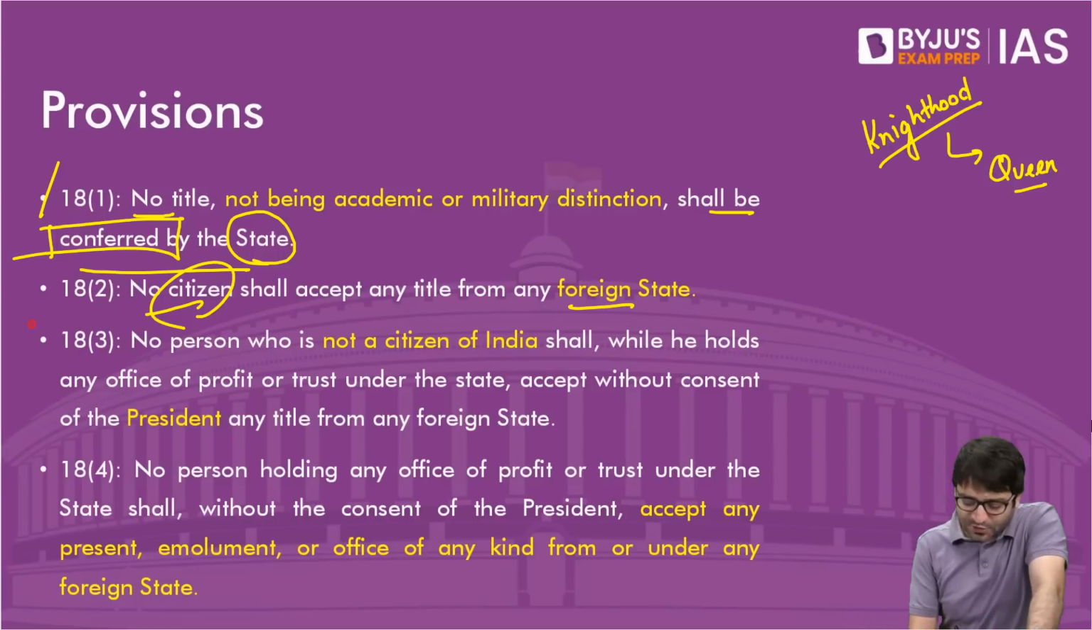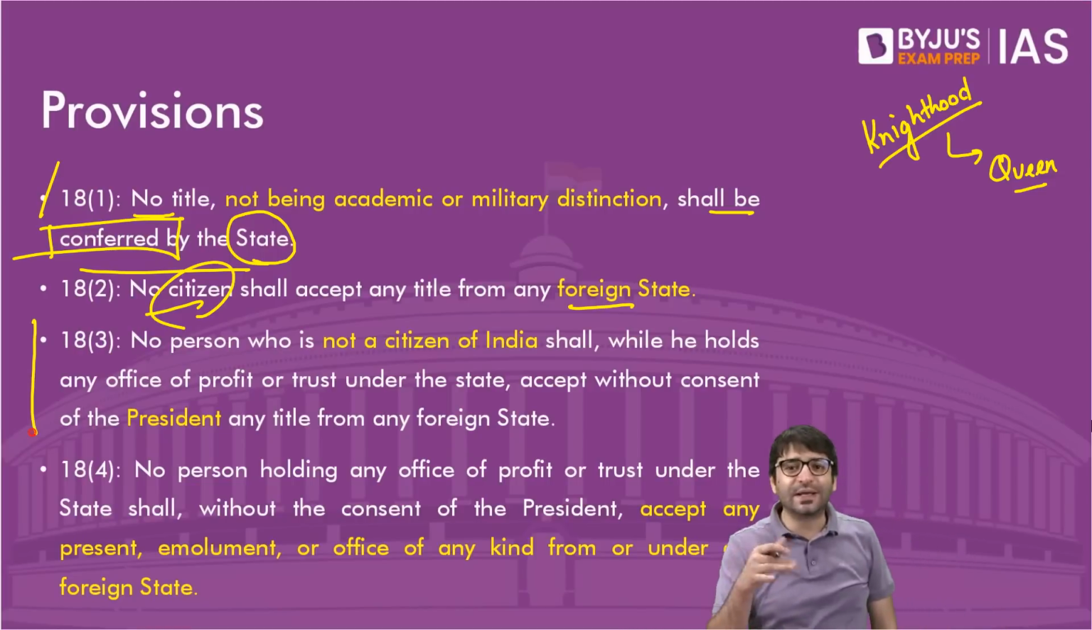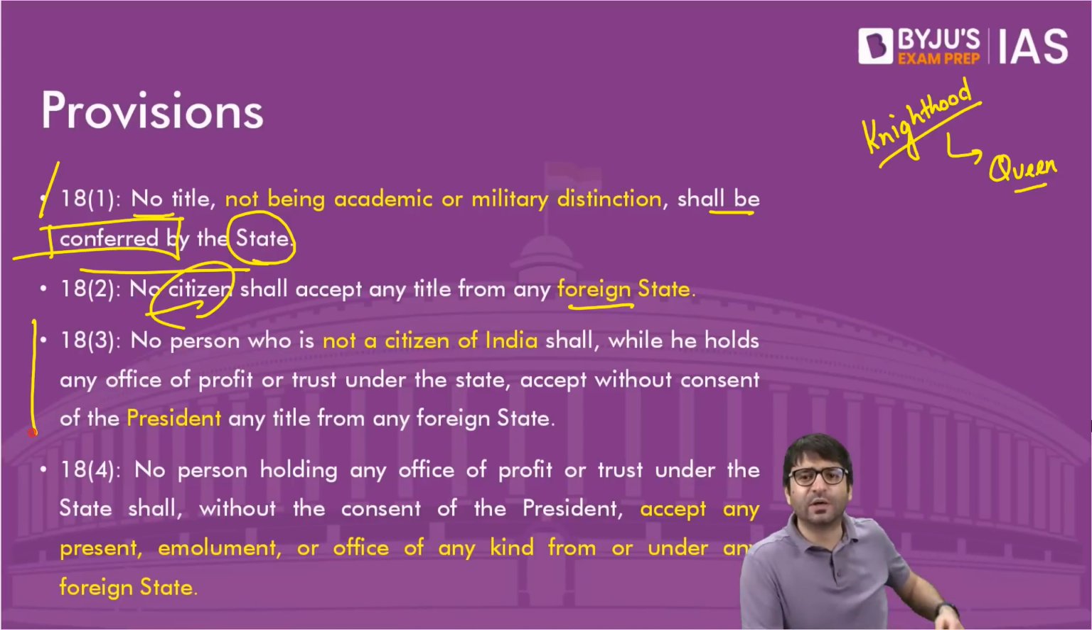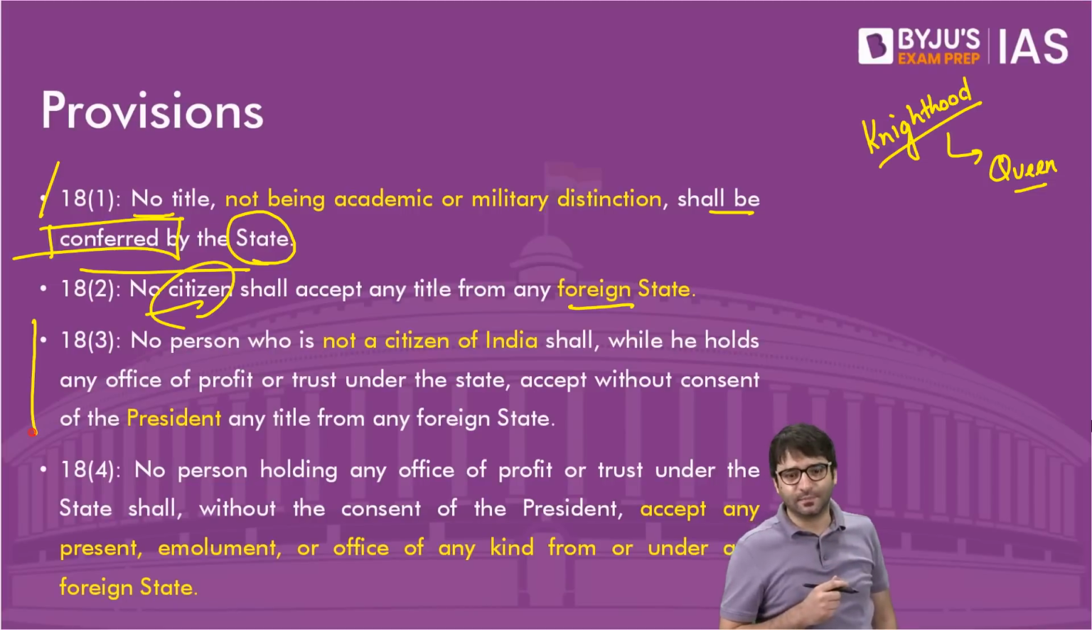Article 18 Clause 3. There may be foreigners working in India as well. For example, there are lots of foreigners who are working with the government in an advisory capacity, advising the government on the metro, advising the government on various other projects. That means these individuals are basically foreigners. For them also there is a condition.